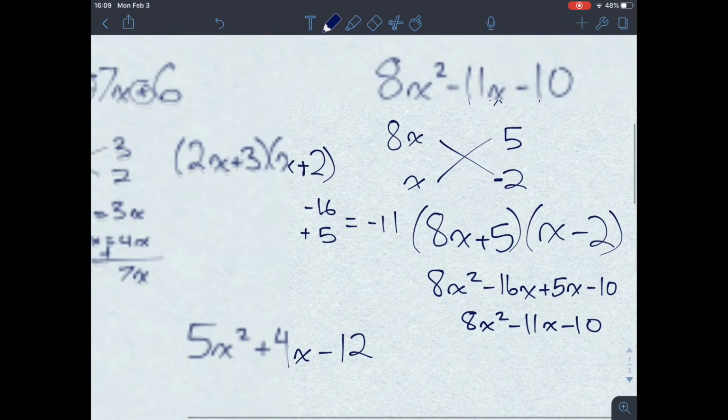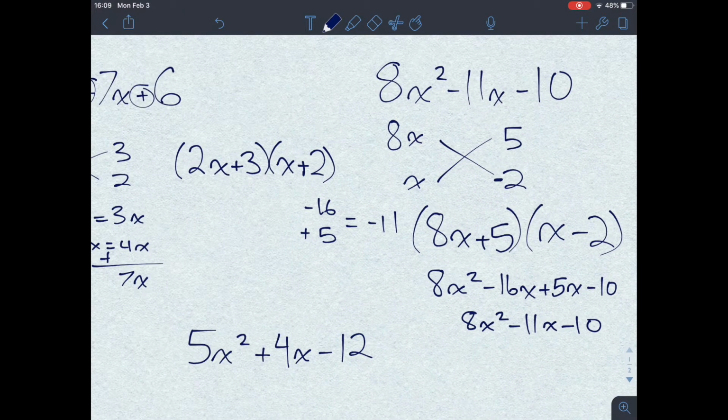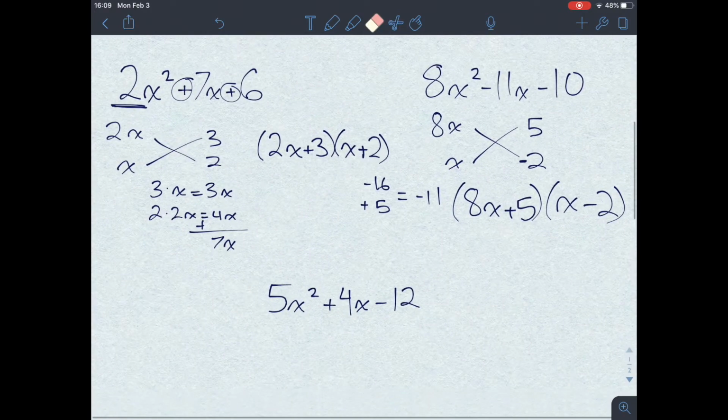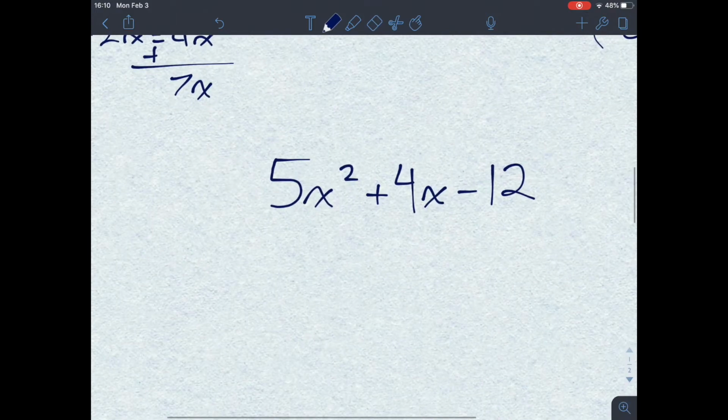And is that the same thing as this? 8x squared minus 11x minus 10? Yep, it is. So now we know that this is correct. And this is the last one. We have 5x squared plus 4x minus 12.